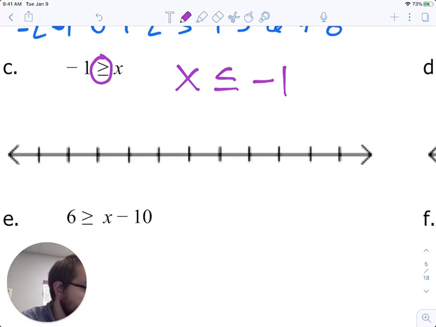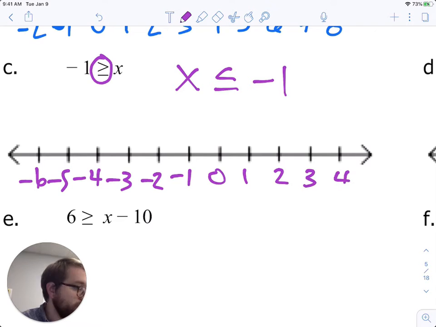And so now I can graph that. I'm talking about everything that's less than -1. So -1's here, -2, -3, -4, -5, and -6, and some numbers that are bigger. So I have a closed circle at -1. Closed filled in circle at -1 because x is less than or equal to -1.